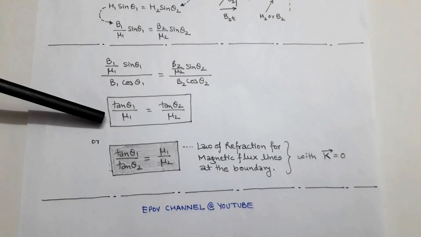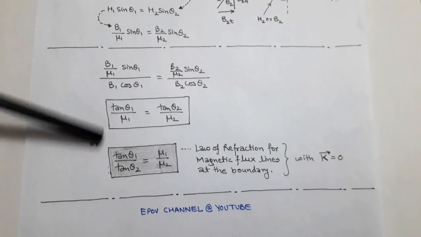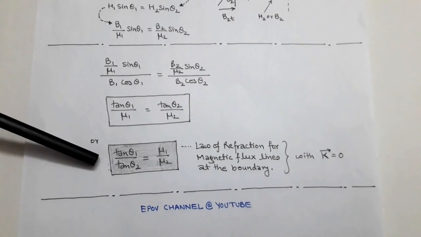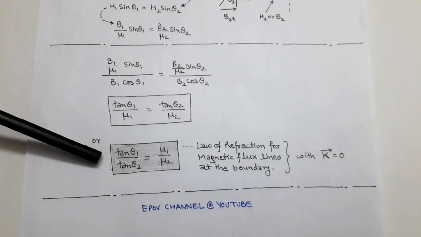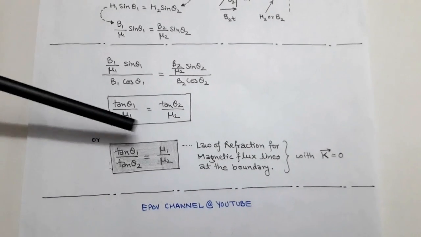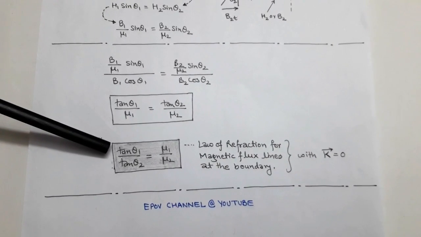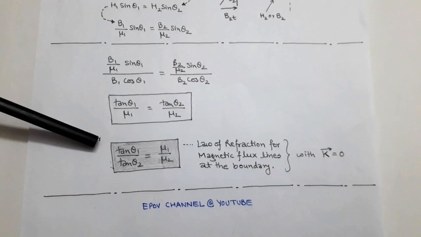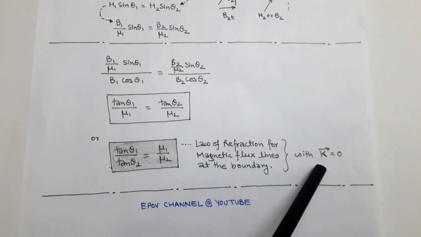From here we get the law of refraction for magnetic flux lines at the boundary, which is tan theta 1 upon tan theta 2 equals mu1 upon mu2. And this is applicable only when there is no surface current density at the boundary.